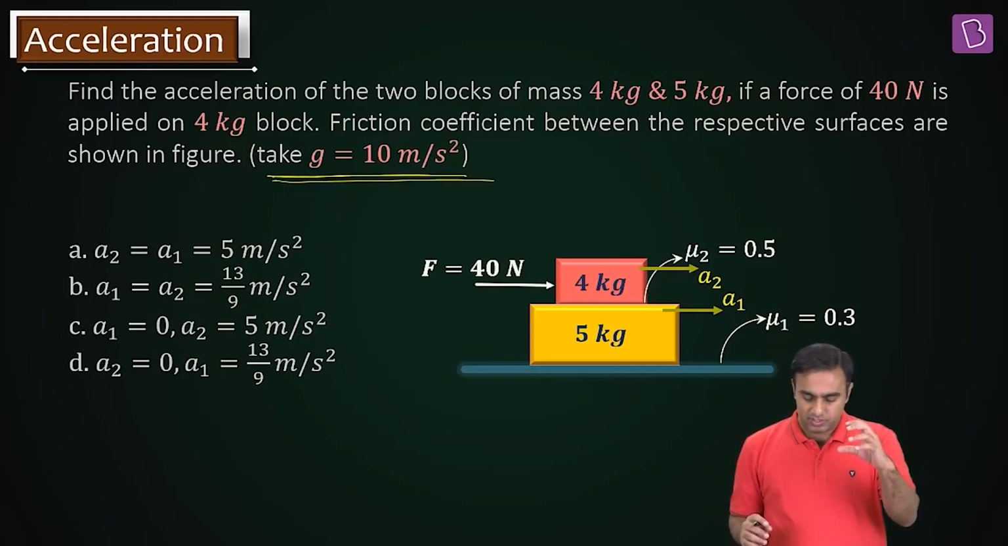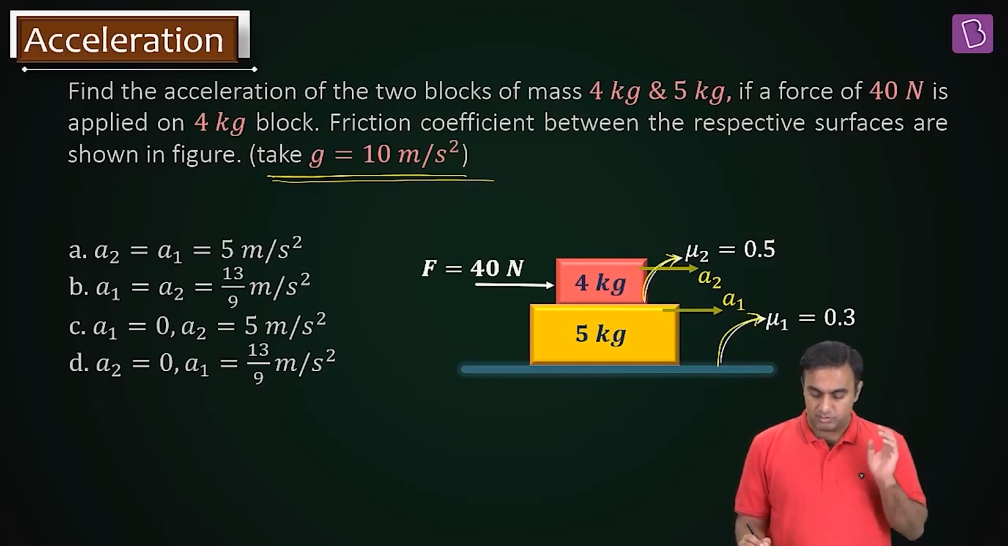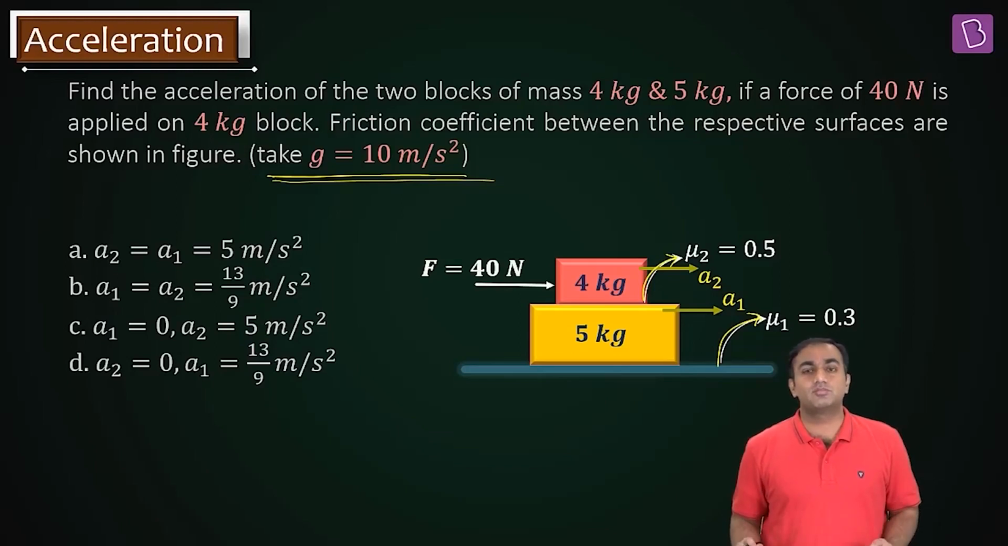There is a 4 kg block sitting on top of a 5 kg block. We have the coefficient of friction for the pair of surfaces as shown in the figure. There is an external force of 40 Newton acting on the 4 kg block and we need to find the acceleration of either of these blocks.